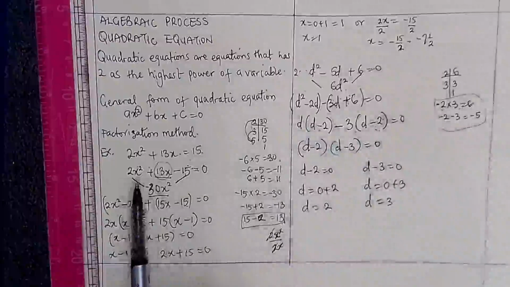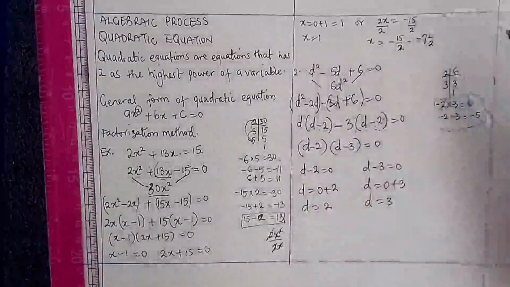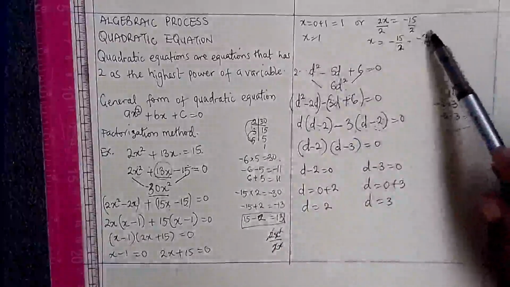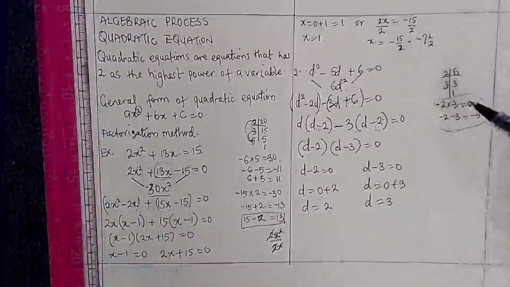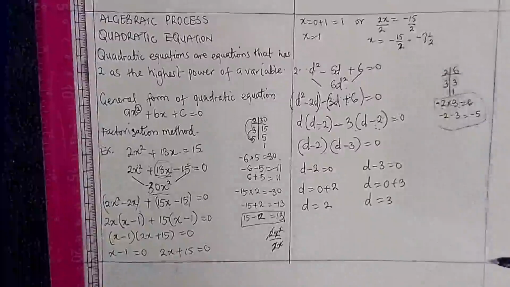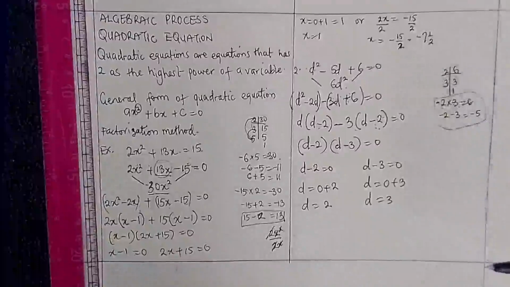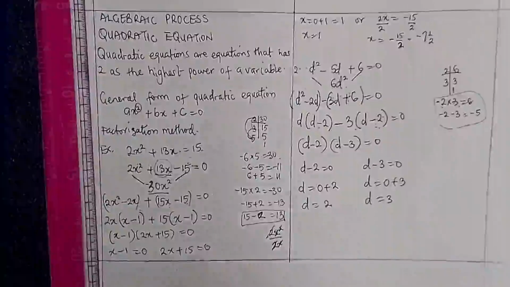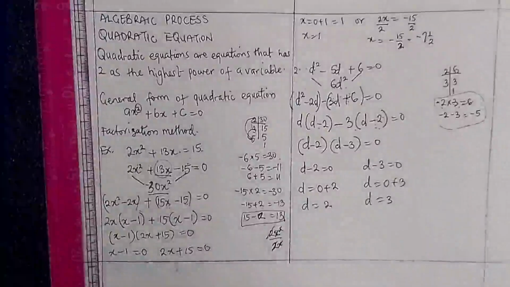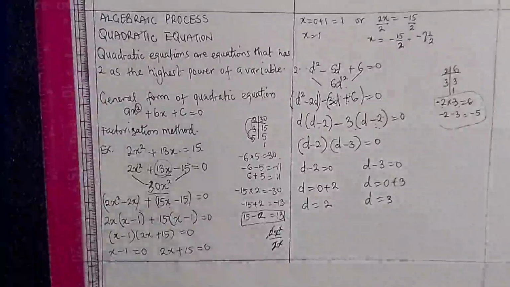From the first example we did, the first unknown is 1 and the second unknown is negative 7 whole number 1 over 2. I hope you're able to understand factorization method of algebraic process in a quadratic equation. So in the next class we'll be talking about other methods of solving quadratic equation.